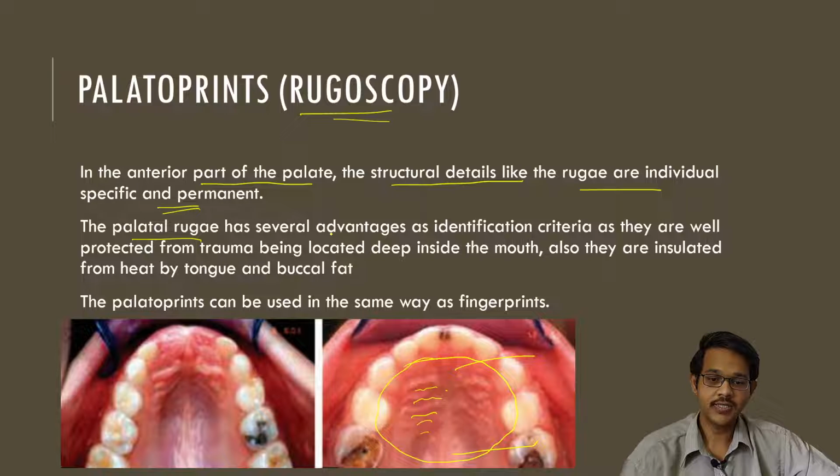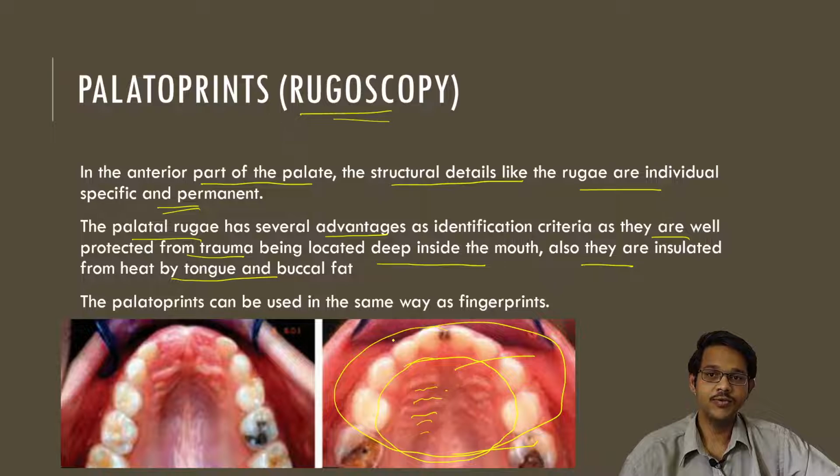Palatal rugae have several advantages as identification criteria as they are well protected from trauma, being located deep inside the mouth. Also, they are insulated from heat by the tongue and buccal fat. So when a person is burnt, this part of the body, which is protected by the tongue and buccal fat, is usually very useful for identification. It can be used as a mode of identification if the palatal print of that person is stored, in the same way as fingerprints are used for identification of individuals.